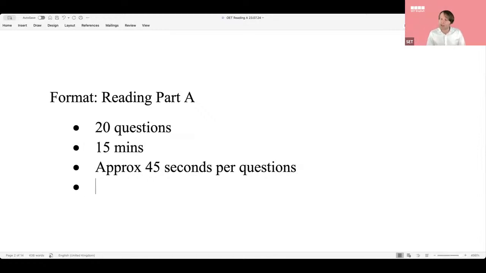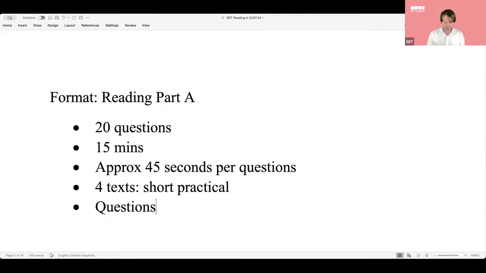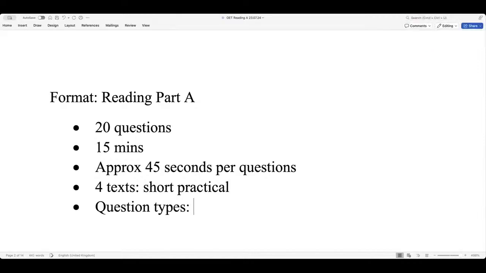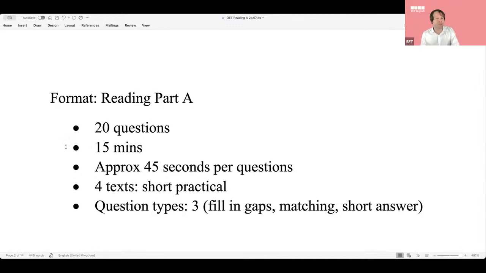Okay. How many texts do we have? We have 4 texts. And they're short, aren't they? They're short, practical texts. How many types of questions? 3 question types. So we have fill in the gaps, matching, and short answer. Okay. So this is the test.